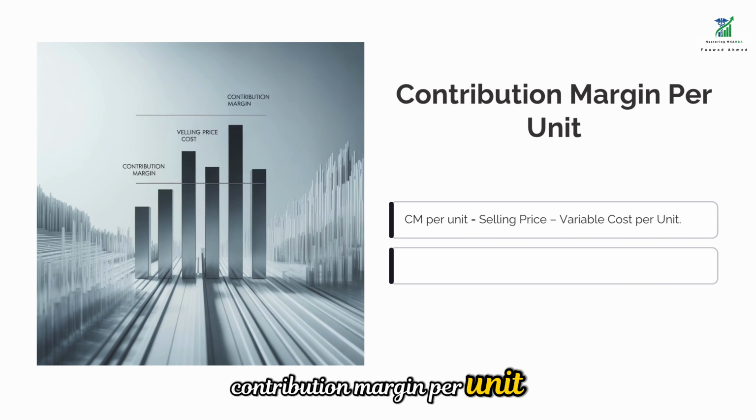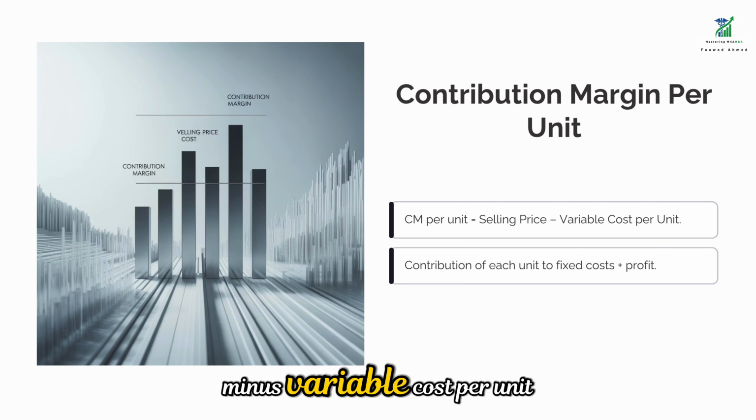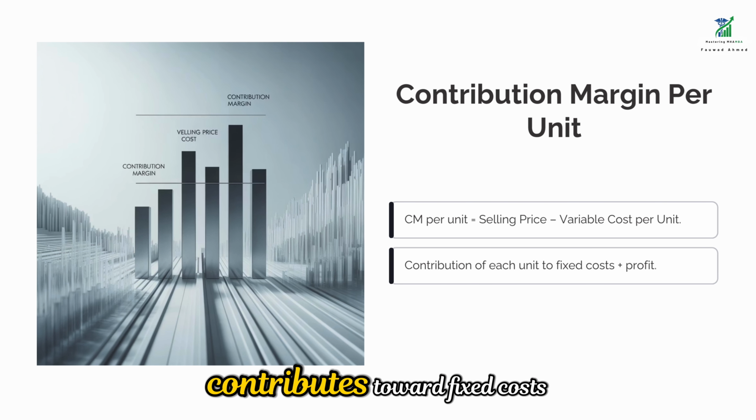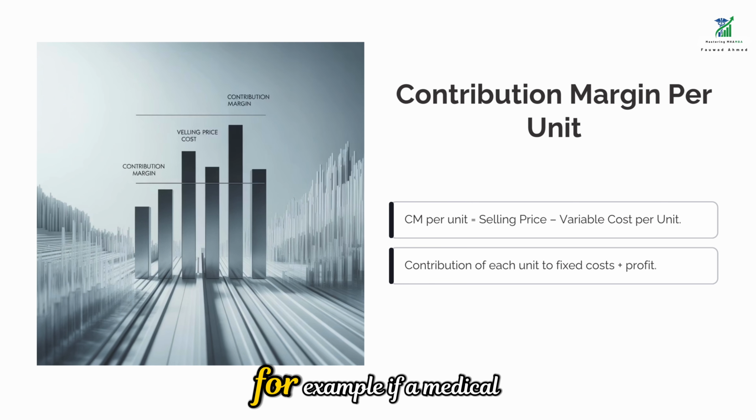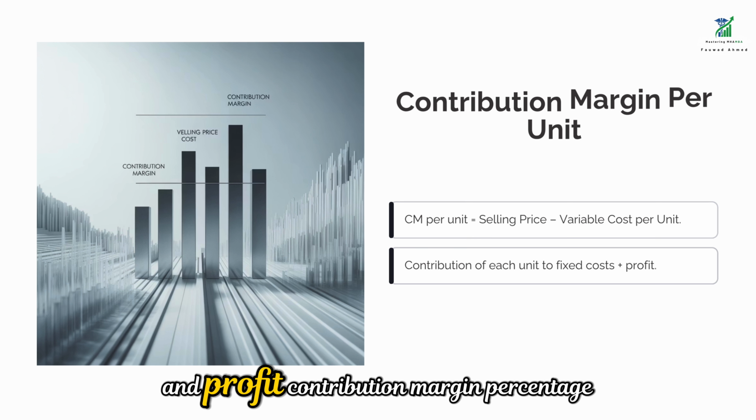Contribution margin per unit. Contribution margin per unit equals selling price minus variable cost per unit. This tells us how much each unit sold contributes toward fixed costs. For example, if a medical test sells for $80 and has variable costs of $20, each test contributes $60 to covering fixed costs and profit.